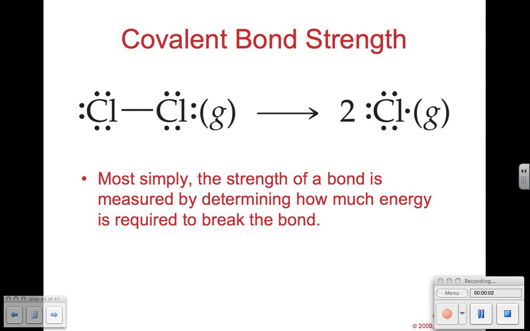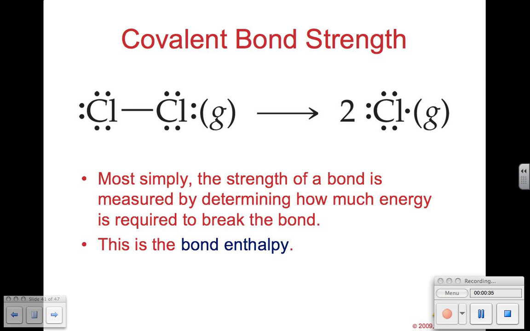Last section of chapter 8 has us looking at covalent bond strength, where the strength of a covalent bond comes from, related to the sharing of the electrons. So most simply, the strength of a bond is measured by determining how much energy is required to break that bond. So when you think of chlorine gas up here, the bond strength of that covalent bond, those two electrons shared by the chlorine atoms, is equivalent to how much energy it takes to break that bond.